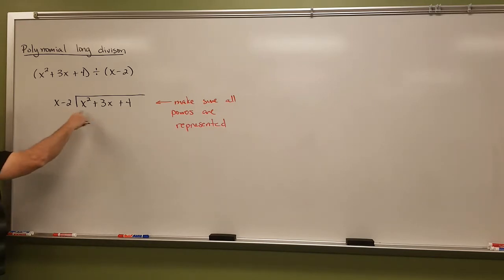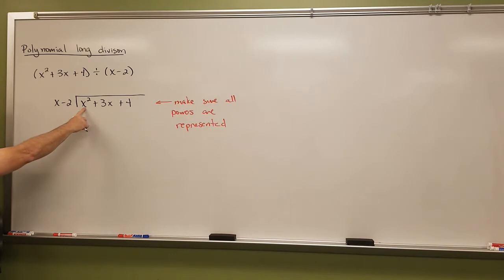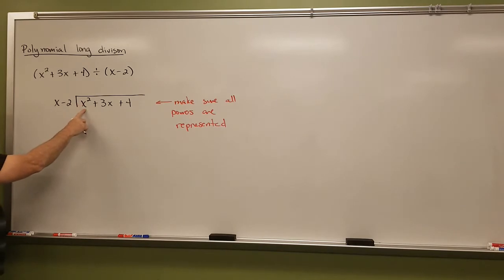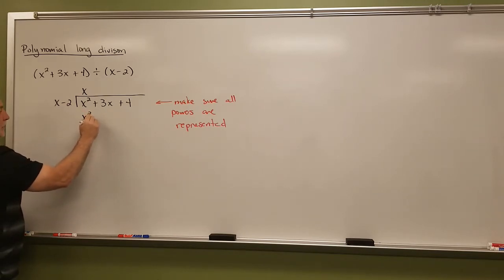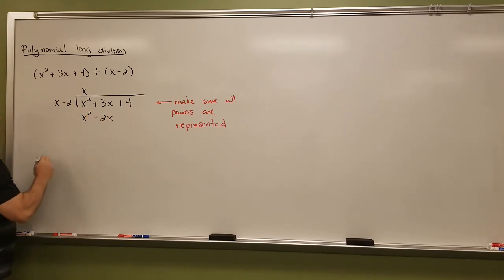Now what we're doing is, you look at the thing with the highest degree on the outside and the thing with the highest degree on the inside. So I'm only looking at the x and the x squared. And you say, what do I have to multiply x by to be x squared? And of course the answer is x. You write that directly above there and then distribute. So I get x squared minus 2x.